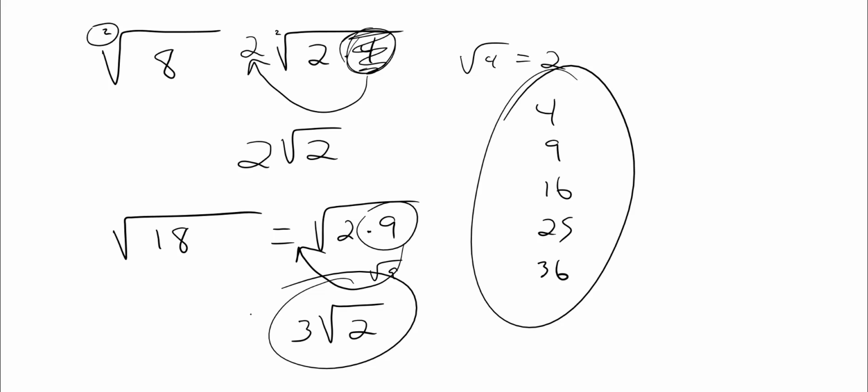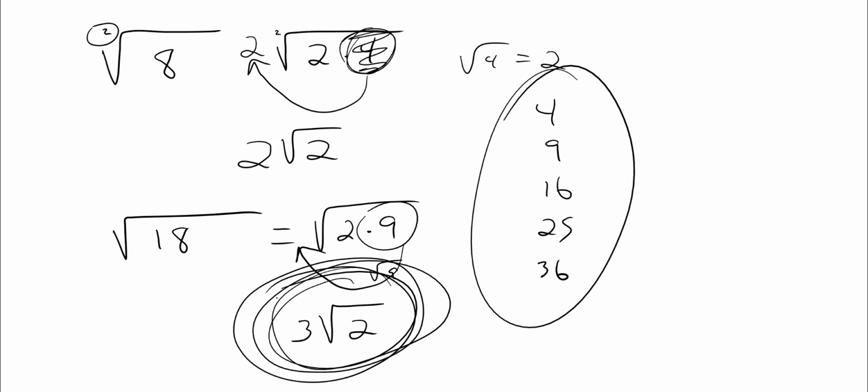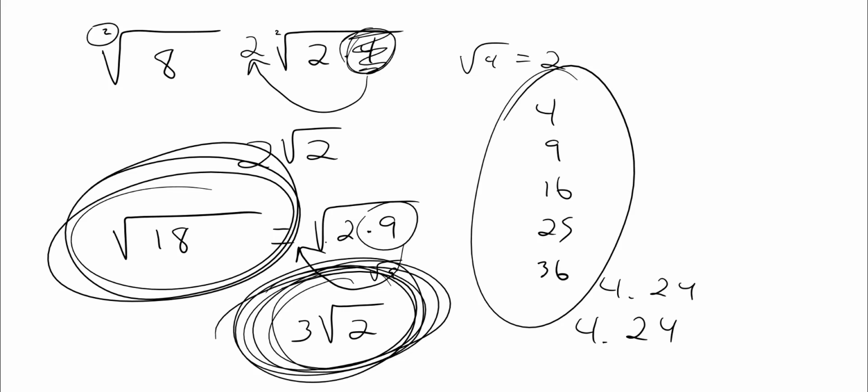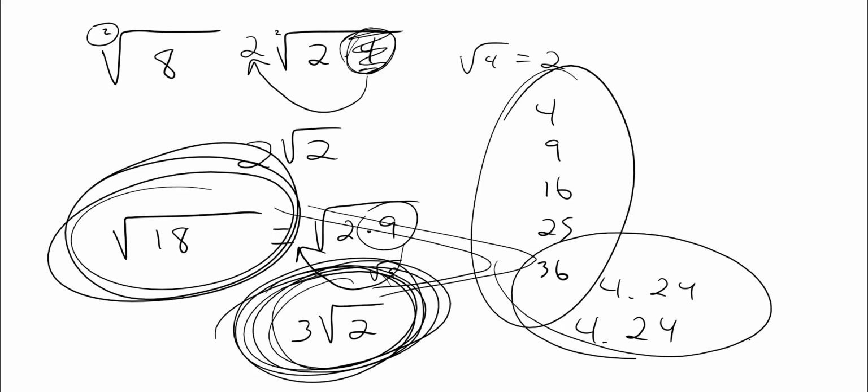A great way to check it is to put it in your calculator. What I just did here means 3 times the square root of 2. You can't see me doing it, but I'm going to type in 3 times the square root of 2, and I get 4.24. Then I'm going to type in the square root of 18, and I get 4.24. It's a good way to check it to see if you actually did it right. Of course, they're both the same, 4.24.